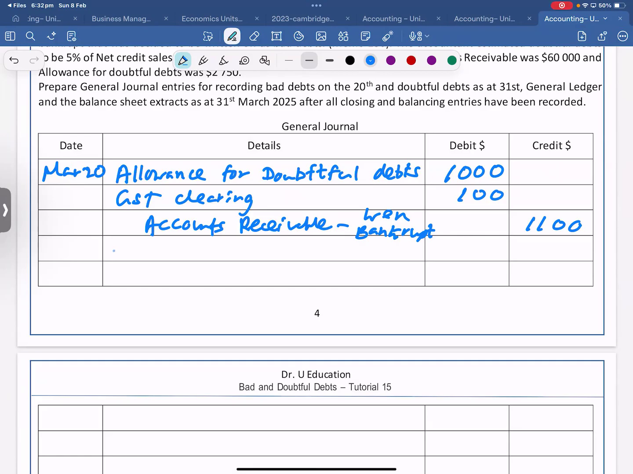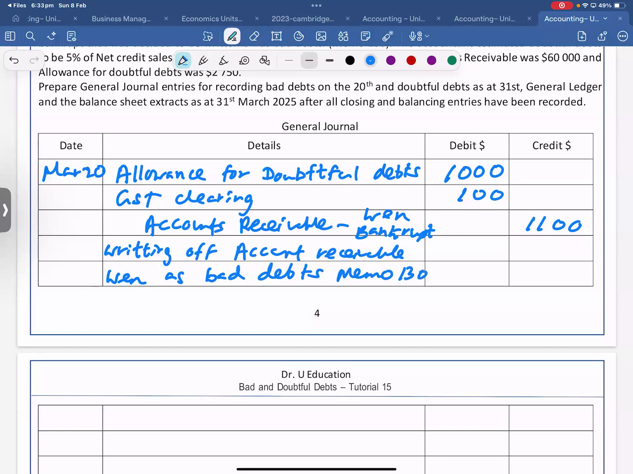So what's the narration, guys? Writing off the account receivable when bankrupt as bad debts. What's the memo? 130.